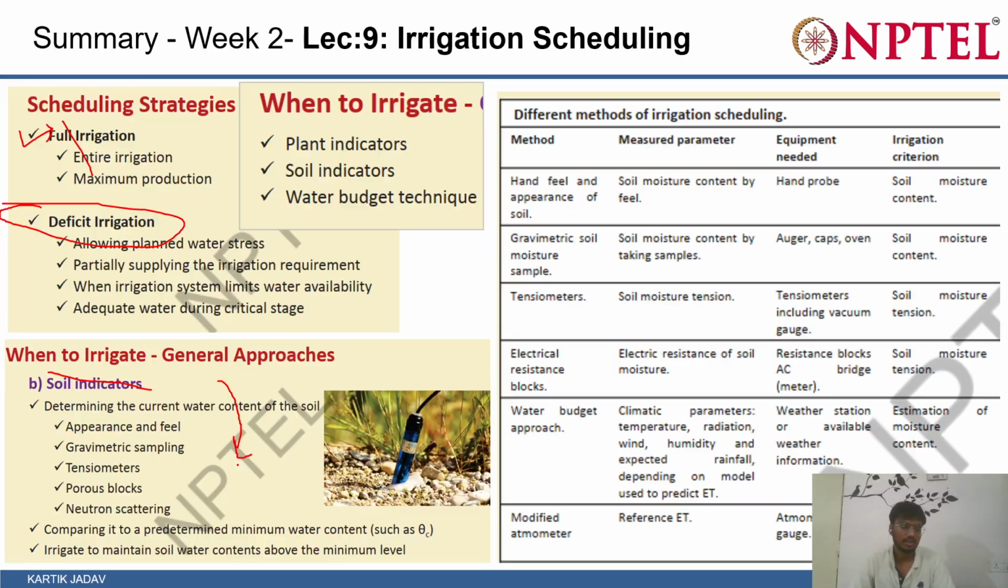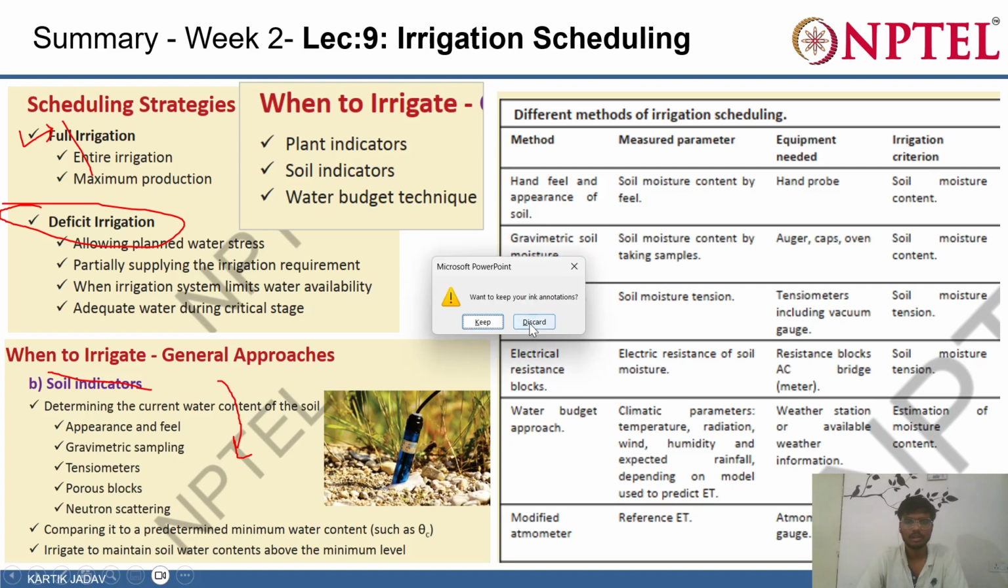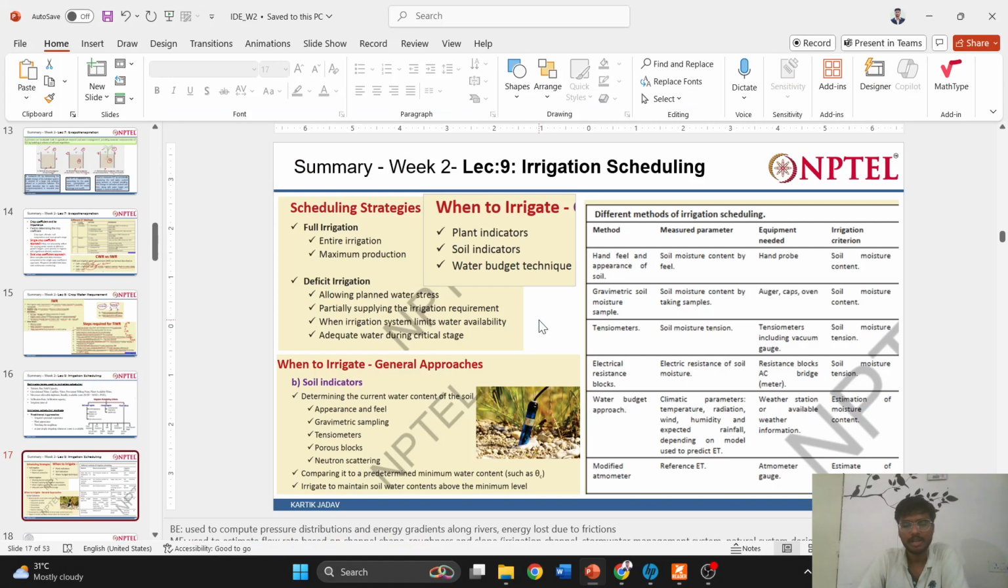So with this, we have ended this lecture, and we have also solved certain problems in lecture number 10. I'm not going into detail of that, as it's all related to crop water requirement, irrigation water requirement, etc. So this is the overall summary of week number 2 regarding crop water requirement and irrigation scheduling.